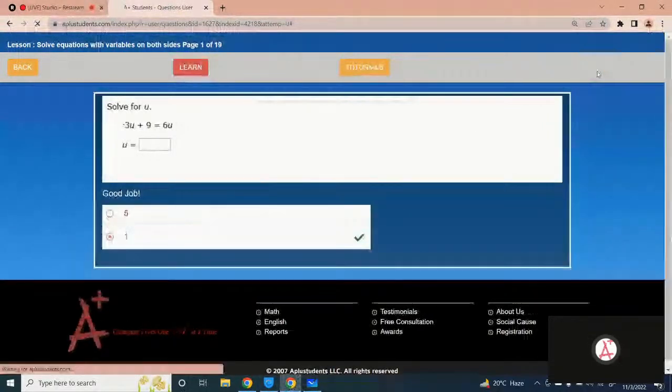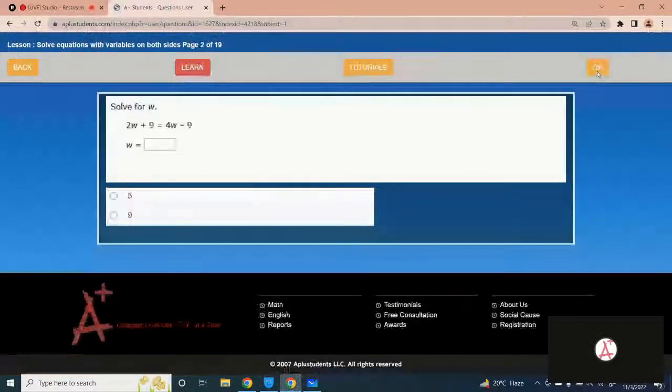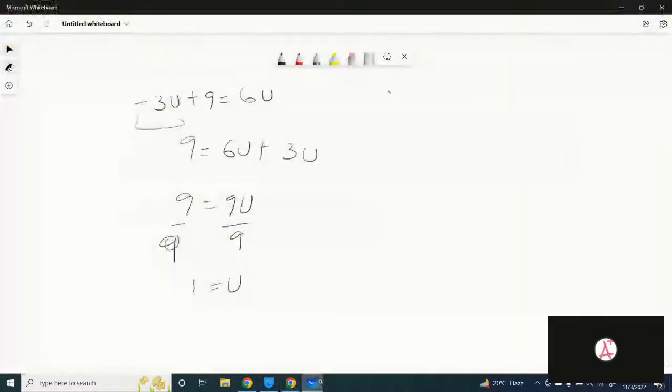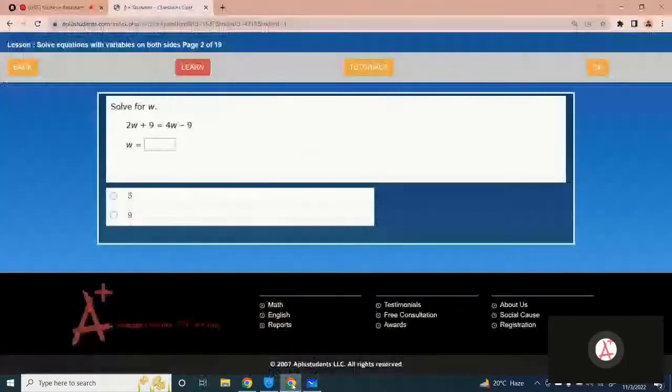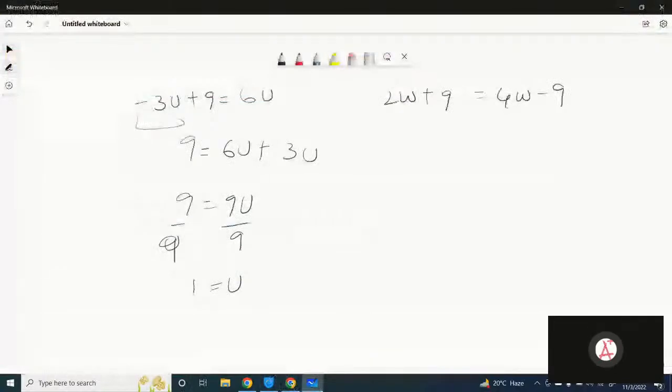Select the correct option and click on the OK button. Okay, the next one is 2w plus 9 equals 4w minus 9. So it is 2w plus 9 equals 4w plus negative 9. Okay, move the terms with the w's on one side and move the ones without variables on the other side. Got it? So just move 2w to the other side. It would be then negative 2w. Got it?